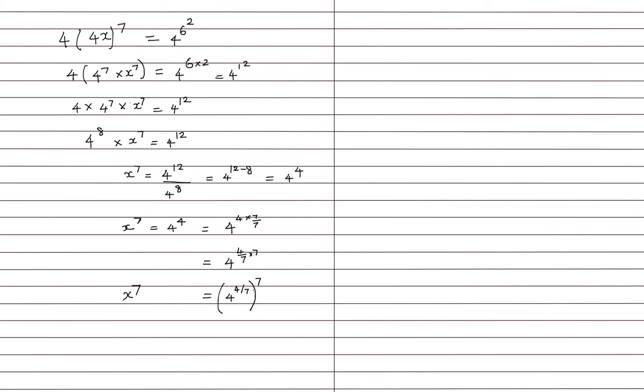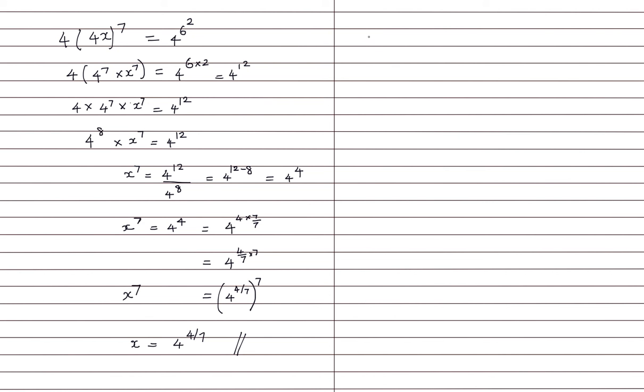So here now in both the places the power is same. So that means x is equal to whatever the value is there, this x is 4 to the power 4 by 7, because power here also is 7, here also 7. So that means x is equal to whatever is inside. So x is equal to 4 to the power 4 by 7. This is the answer. We can check it, verify it.